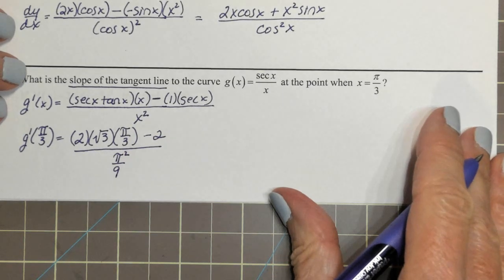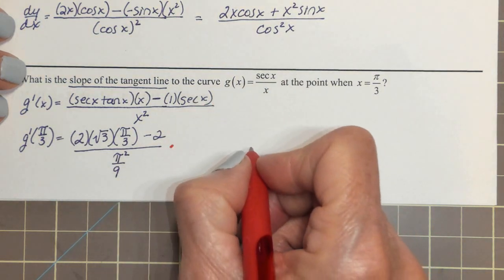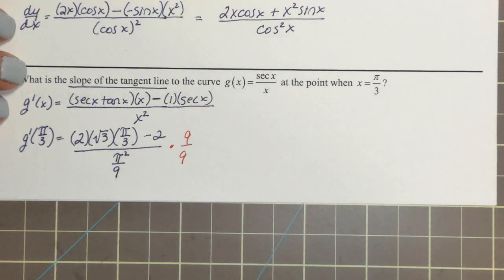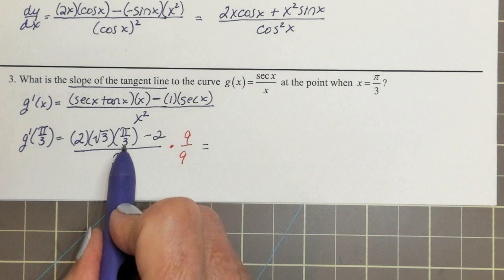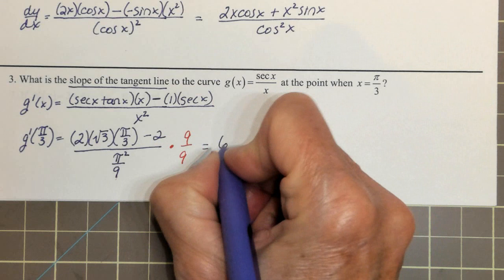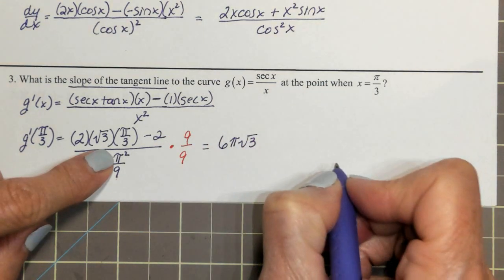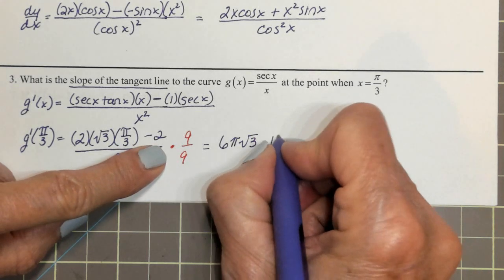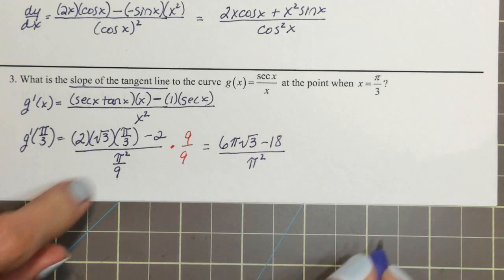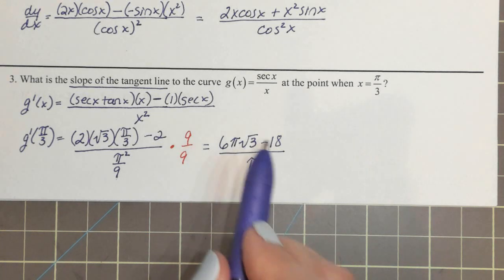This would be a safe stop spot, but let's clean it up so you guys know how to clean this up for a multiple choice answer. I'm going to multiply top and bottom by a 9 to get rid of this 3 and that 9. When I do that, 3 goes into 9 3 times. 3 times 2 is 6, so I'm going to have 6 pi square root of 3 minus 18 divided by pi squared. And that's it.